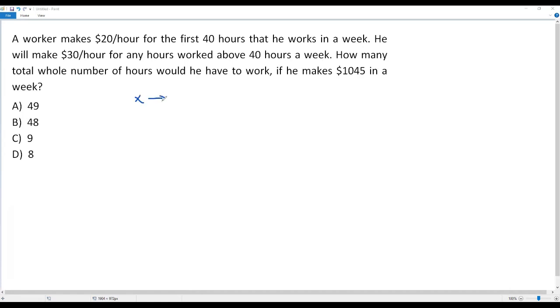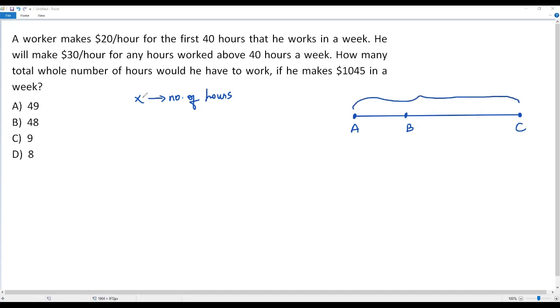Okay, we can assume X as a number of hours he has to work in a week to make $1,045. Let me draw a horizontal line segment over here, and let me mark 3 points on the horizontal line segment. One is A, another one is B, and the last one is C. I assume the total length of this horizontal line segment is X, that is the number of hours he has to work to make $1,045. So the length of this horizontal line segment represents the X hours.